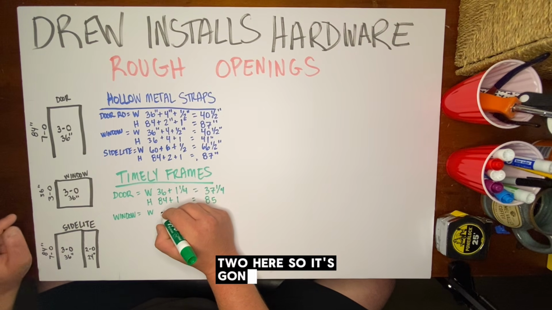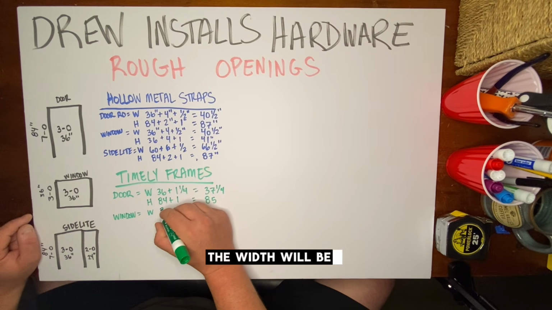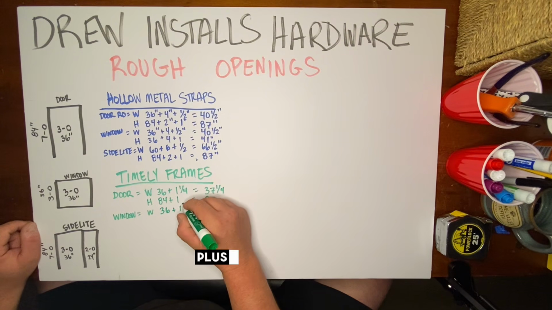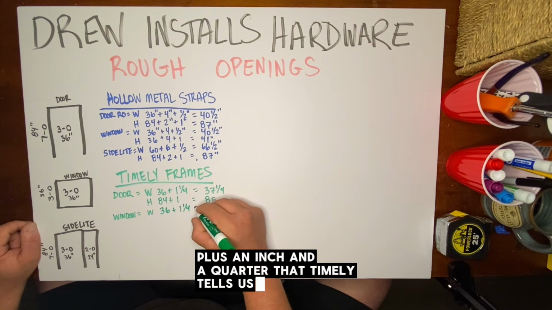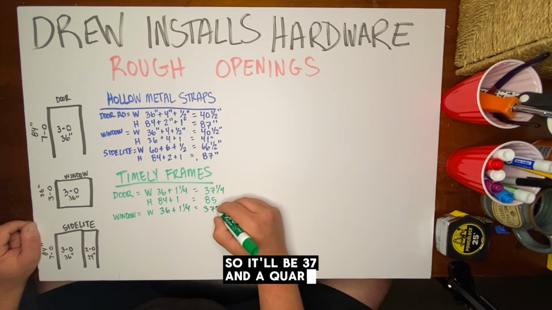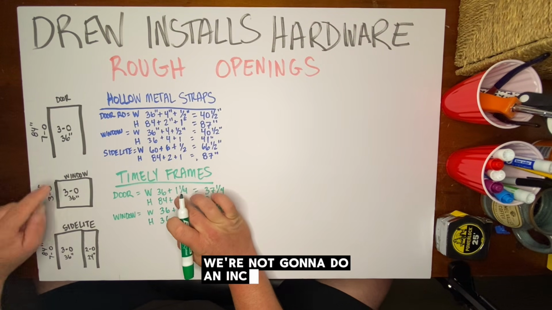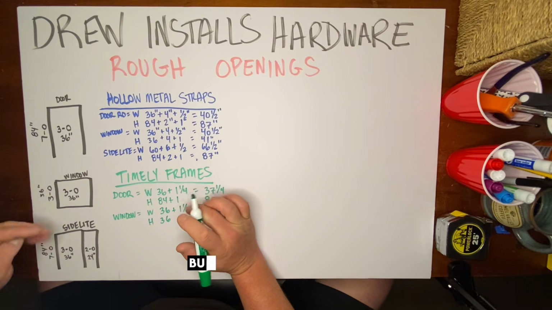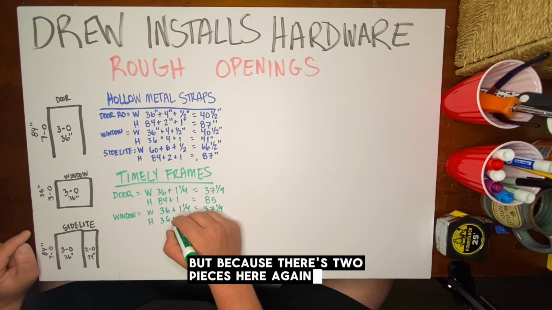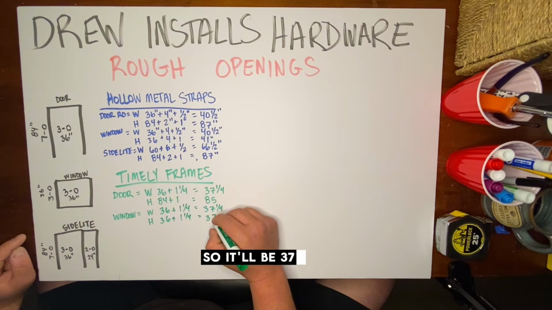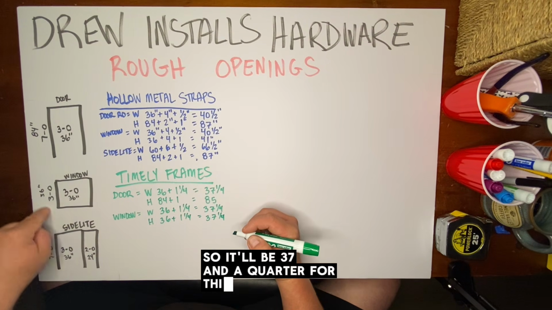So the width will be 36, the nominal size of the window, plus an inch and a quarter that Timely tells us to do. So it'll be 37 and a quarter. The height, which is 36 here, we're not going to add an inch, because it tells us to add an inch for the door, but because there are two pieces here, again, it'll be an inch and a quarter. So it'll be 37 and a quarter for this type of window.